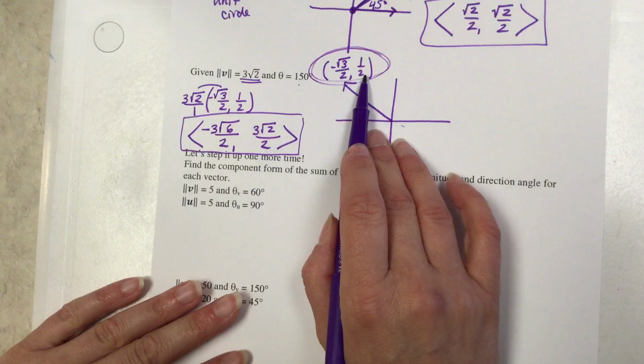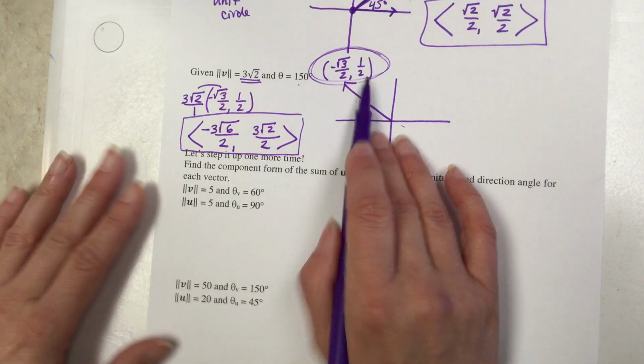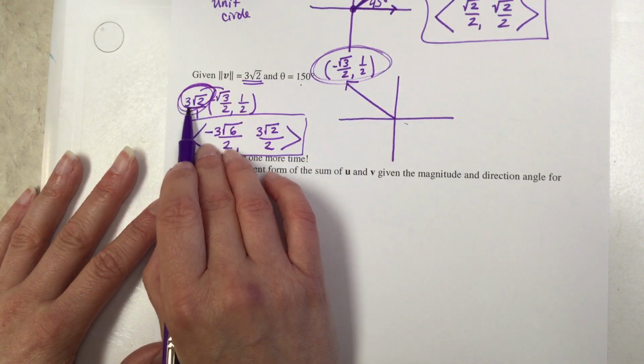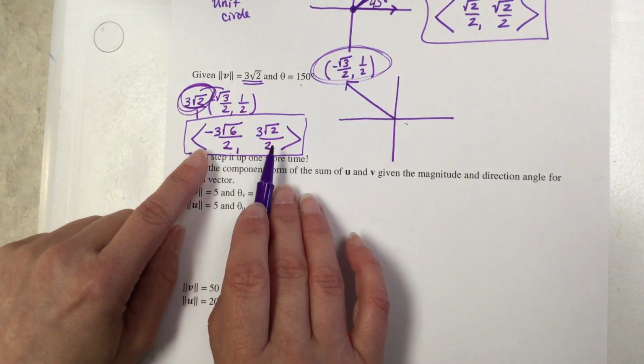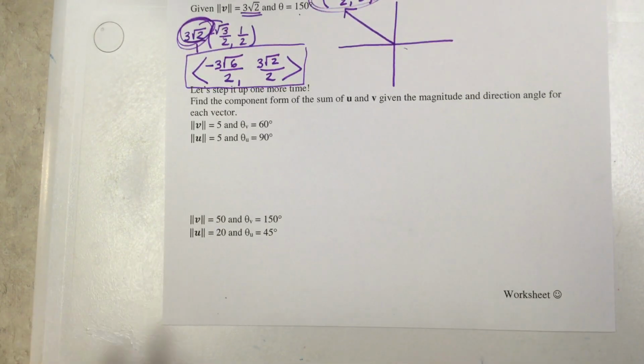So again, 150, it's right here. Your ordered pair from the unit circle is negative square root of 3 over 2 and 1/2. What you have to do is distribute or do scalar multiplication with whatever the vector is. That's your component form. Okay, we're going to step it up one more time. It's going to be the same idea, but we're just going one more step.